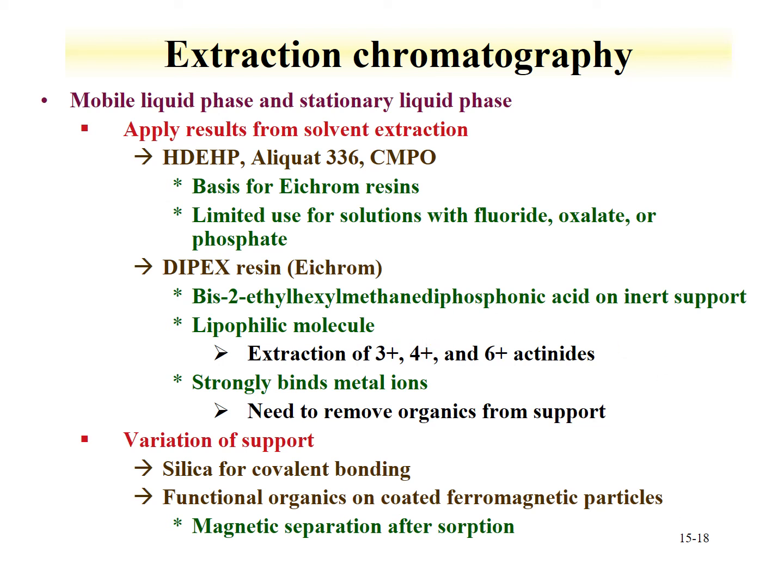There's also variations of support. The Eichrom resins are just hydrophobic interactions which keep the resins on the column. One can also covalently bond molecules to silica, and then some of these sites that it can be covalently bonded, you can coat the particles with ferromagnetic properties. So after separation, you can use a magnetic field to separate the resins. You pull out the resins from the solution, thereby separating out any extracted americium.